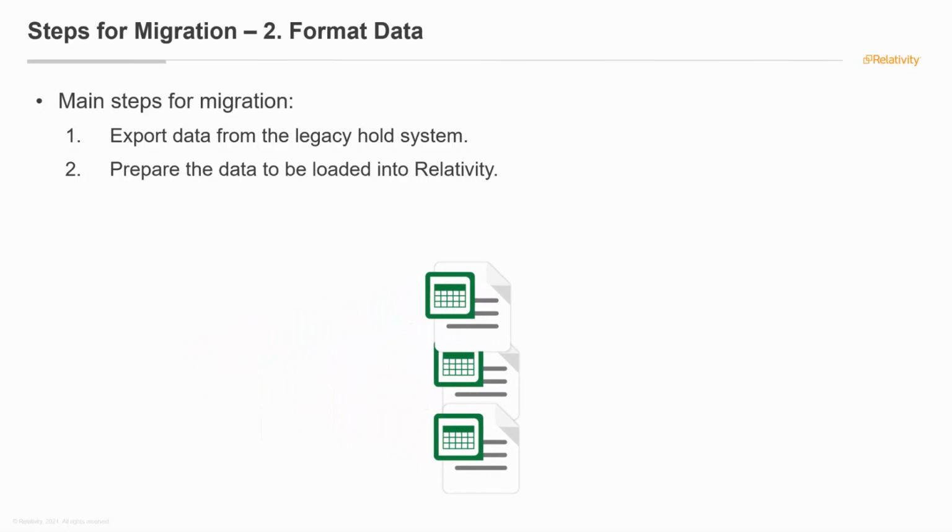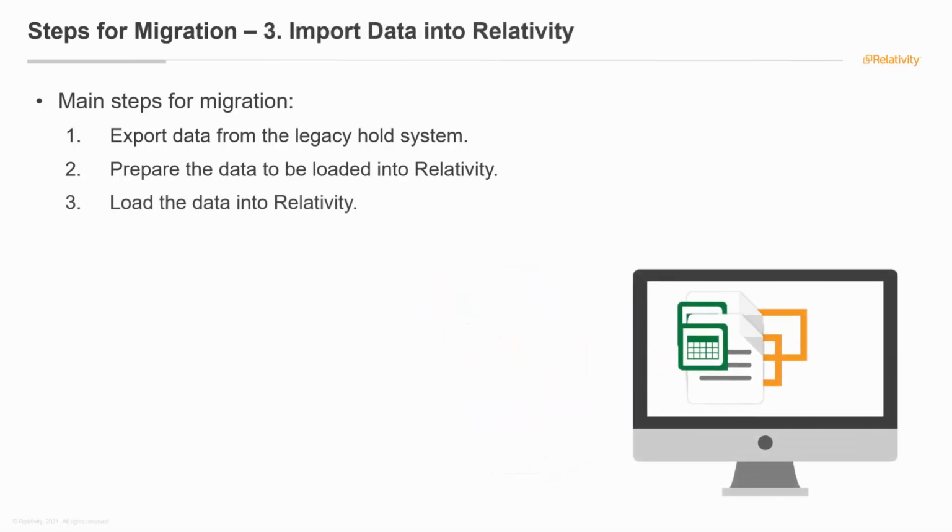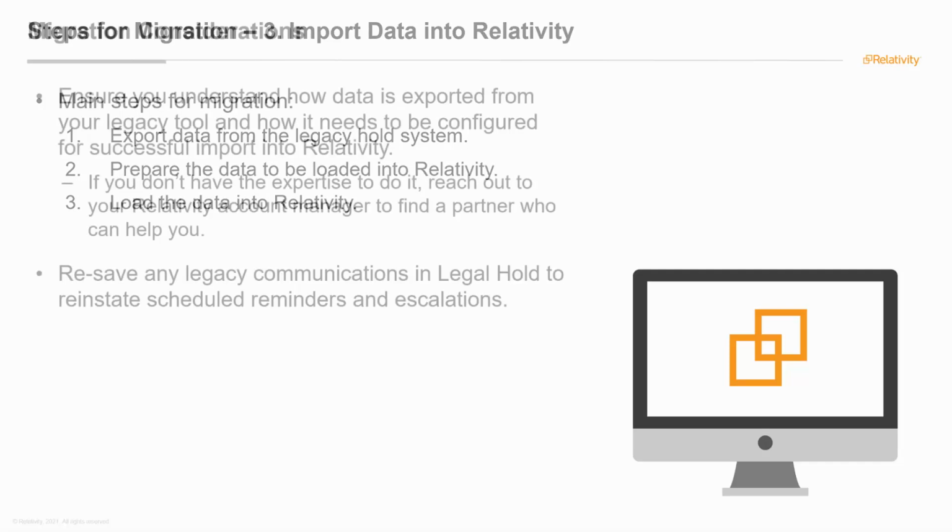It's really important to understand how to format your exported data so it can be successfully imported into Relativity. Now, depending on which tool you use, you may export your data to one large file or to many separate files. Before you can import the data into Relativity, you have to prepare the data in a specific format so it can be ingested into Relativity Legal Hold. Now, the last step, of course, is ingesting the data into Relativity, and this can be done via the RDC or the Relativity desktop client.